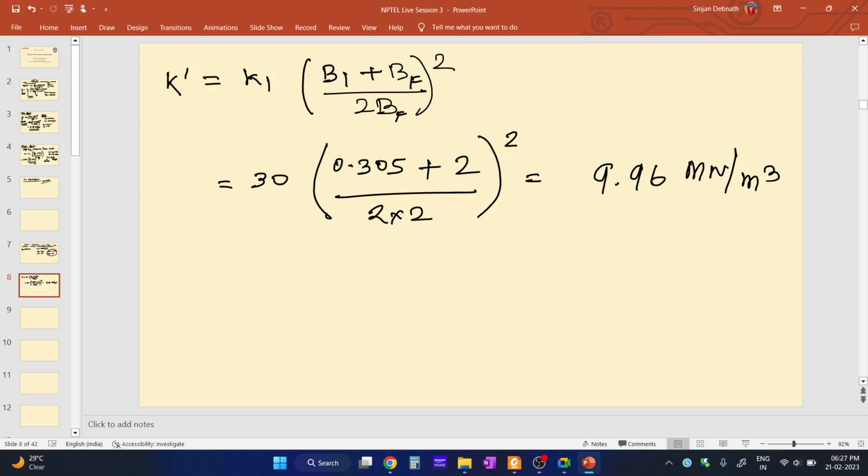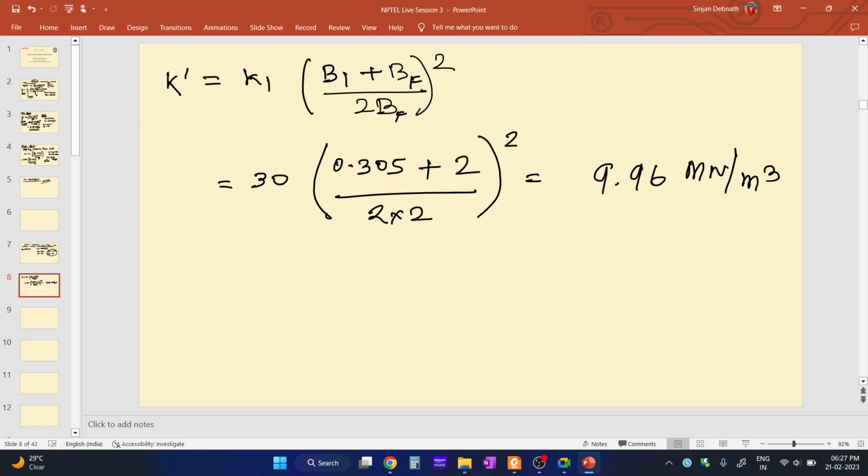Okay, so this is the subgrade modulus for the square footing having size 2 meter by 2 meter. Now after this we'll incorporate the shape effect, that is, we will find out the subgrade modulus for the rectangular footing 2 meter by 4 meter. So now let's come to that.